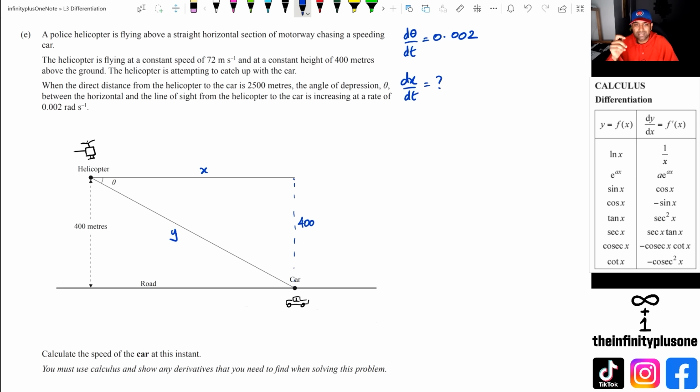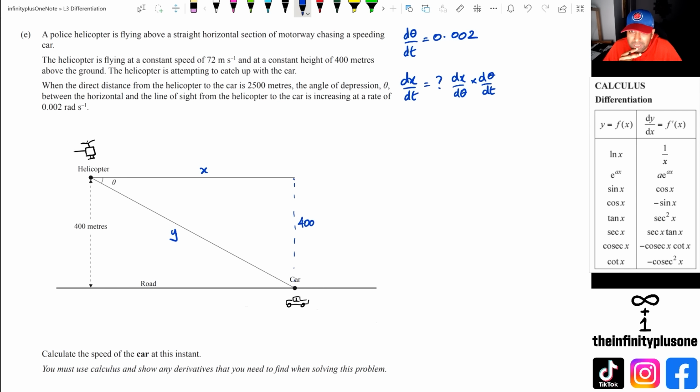Because dx/dt is the rate at which the helicopter is actually catching up to the car. So dx/dt is change in distance over change in time, is the actual speed, not of the car, but actually of how close it's getting to the car. So anyway, let's have a look at this. To find dx/dt, we are going to need dx/dθ multiplied by dθ/dt.